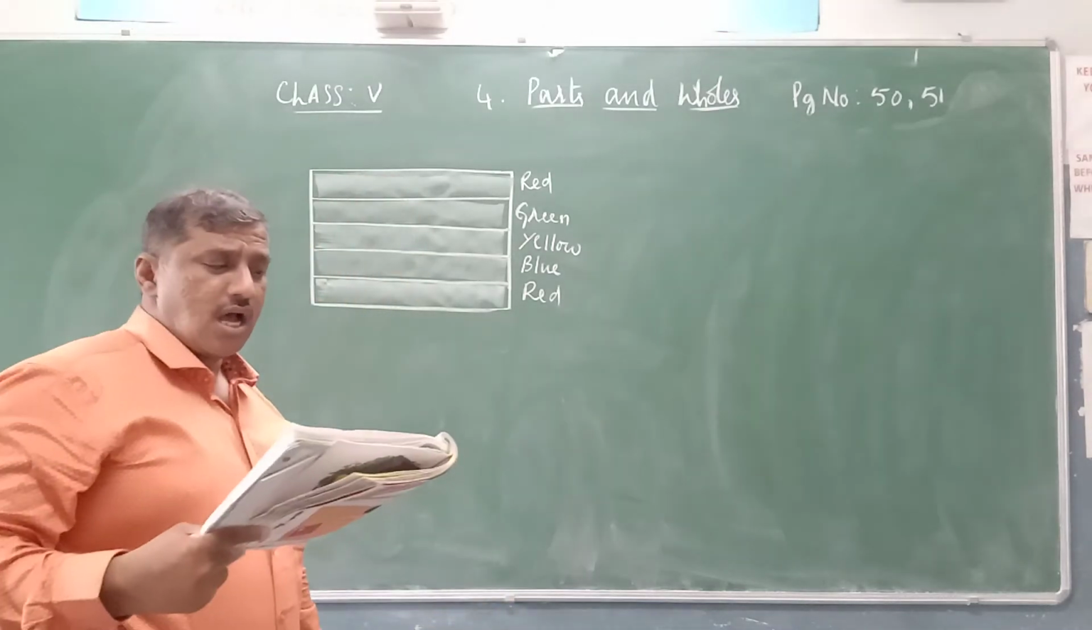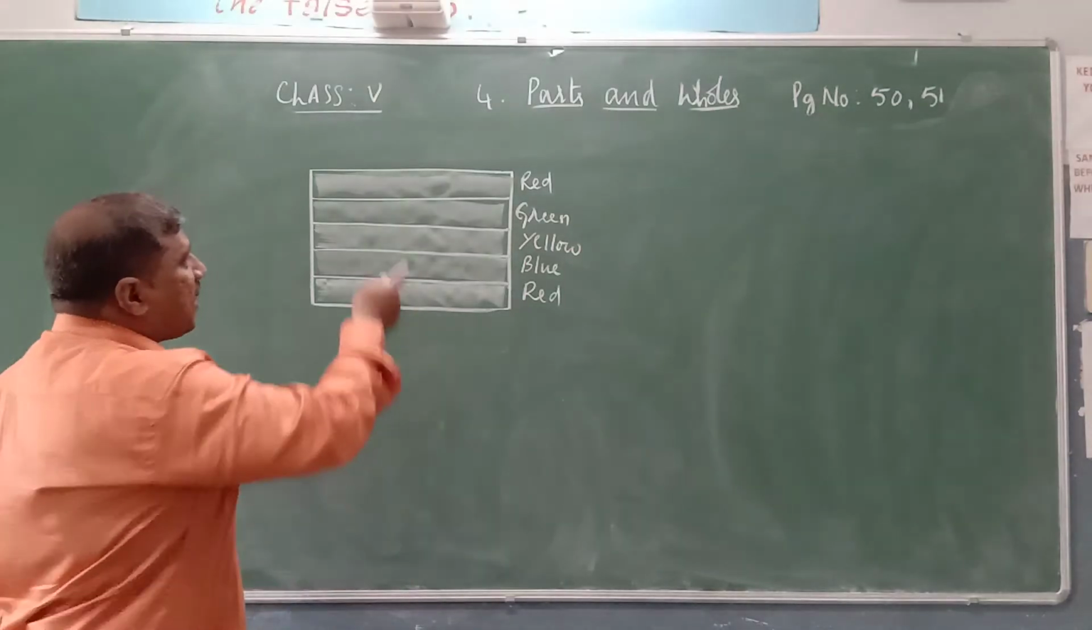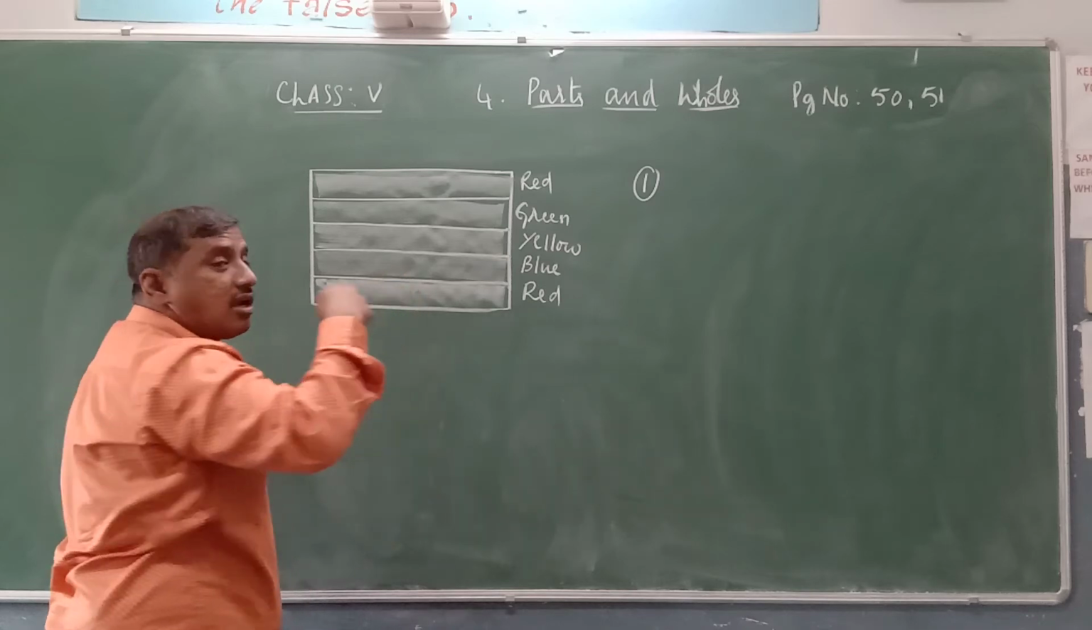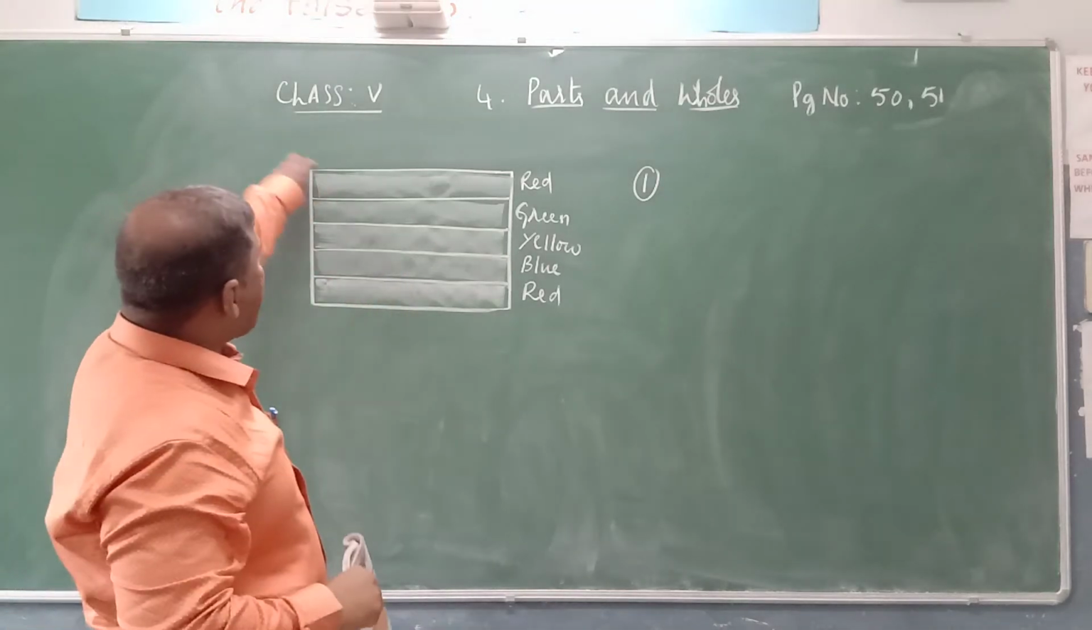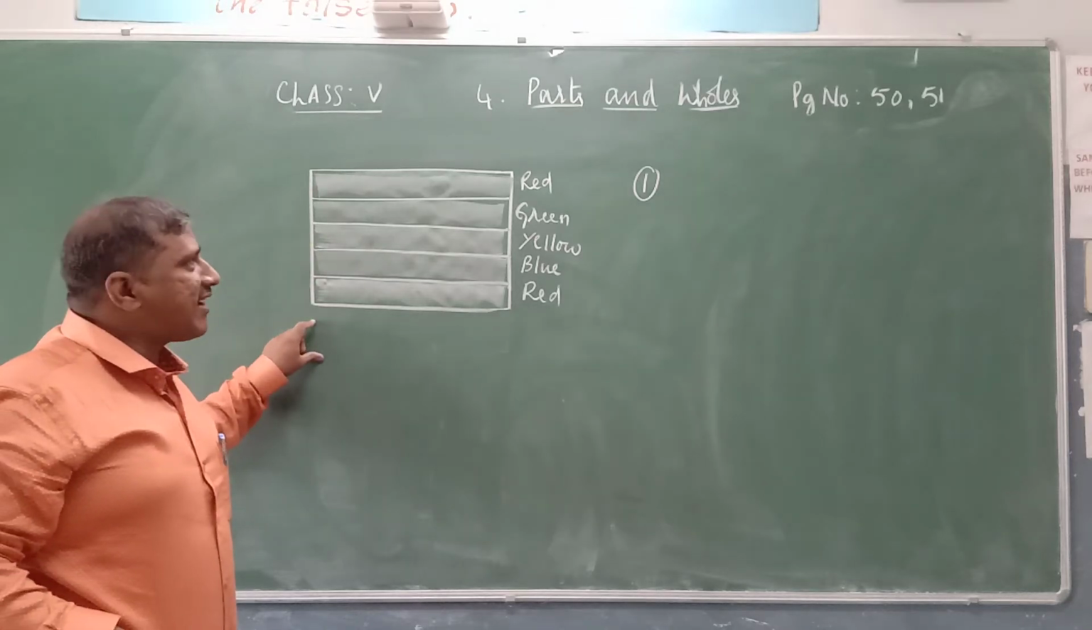Now questions. What part of the flag is colored red? So here 2 parts are red. Out of how many parts? The whole flag is divided into 5 parts.